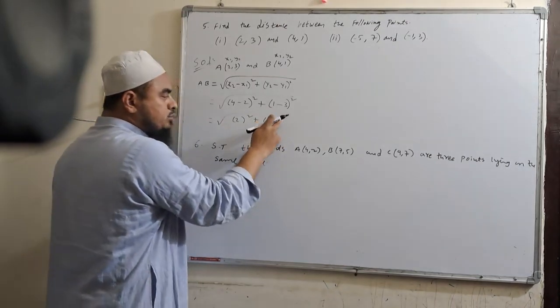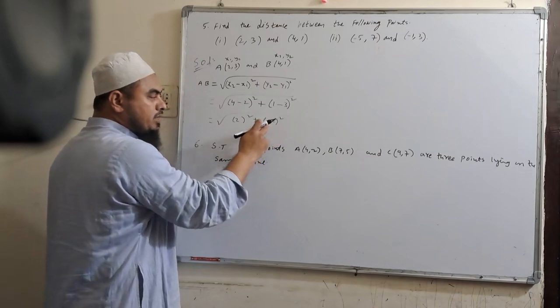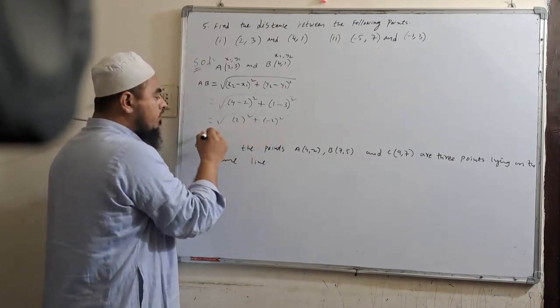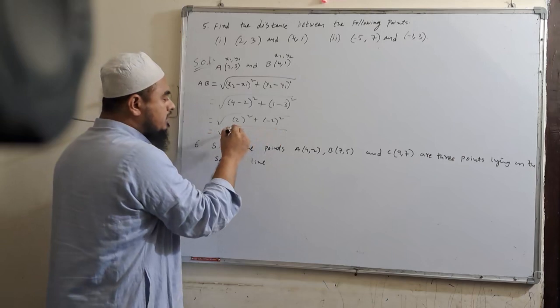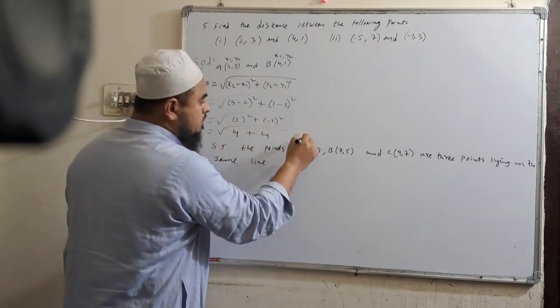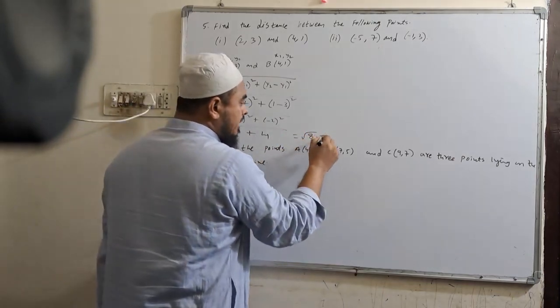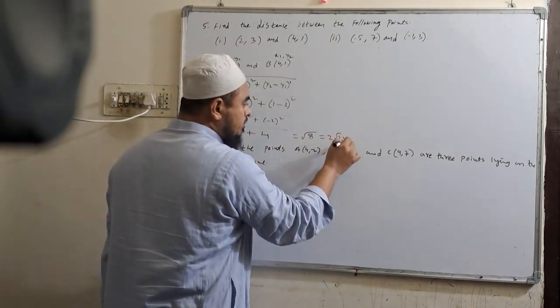So minus 2 square becomes positive because you have an even power. Minus 2 into minus 2 is plus 4. So we get here 2 square is equal to 4 and minus 2 square equal to 4, that we get as root of 4 plus 4, which is 8. So this you can write as 2 root 2 units.